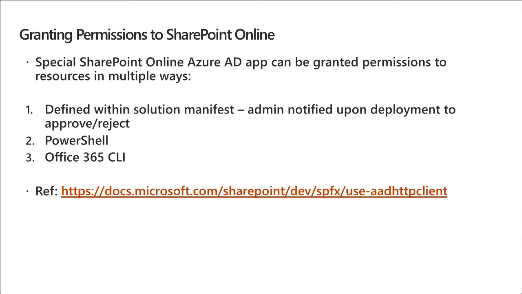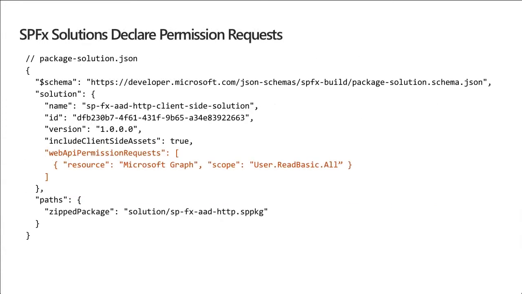So this special app must be granted these permissions. How are you going to grant those permissions? These permissions are going to be defined within a solution manifest file. So there's three different ways. You can do it through the solution manifest file, so you can do it declaratively, and I'll show you what that looks like in just a moment. The other option is to do it using PowerShell or using the Office 365 CLI. So you can see all these different options available on this link that you see there on the page.